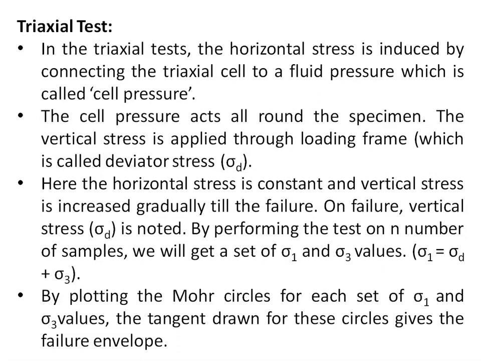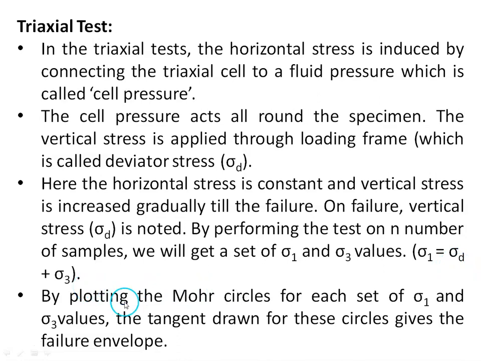So by performing the test on n number of samples, we will get a set of major principal stress and minor principal stress. What is the minor principal stress? Minor principal stress is nothing but the cell pressure whatever is applied, and major principal stress, which is acting vertically, is equal to deviator stress, that is whatever the load that is applied through loading frame, plus cell pressure, because the cell pressure is acting all around the sample, it is also acting in the vertical direction. So major principal stress equals deviator stress plus cell pressure.